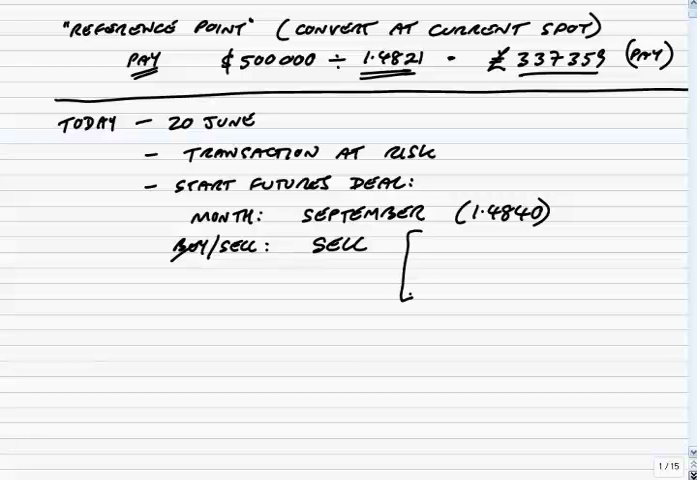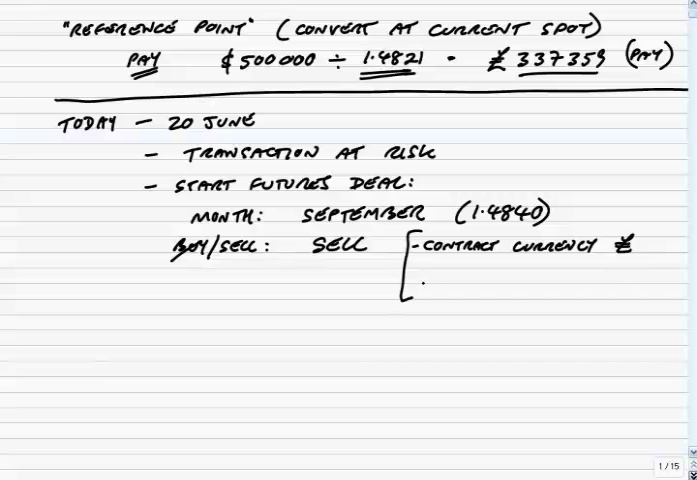Or the other way is to say, what's the transaction in the contract currency? The contract currency you'd always be given. It's the bit at the top of the futures table. The contract's at £62,500.